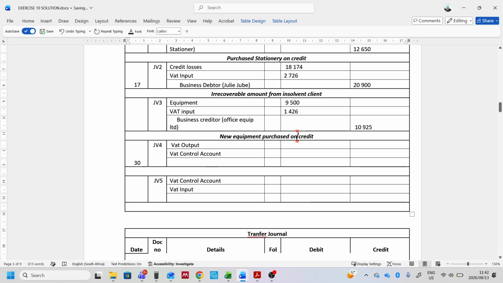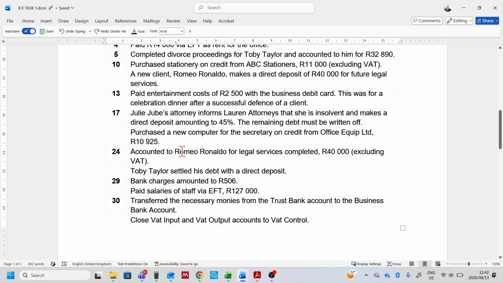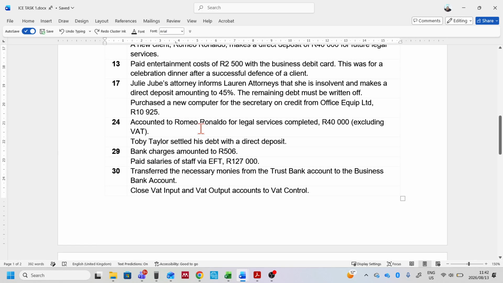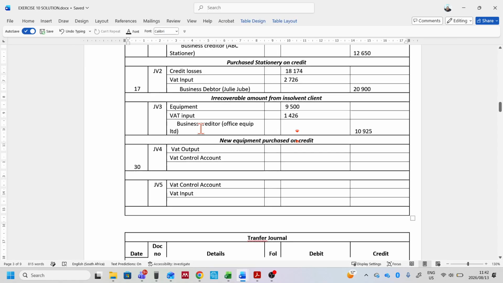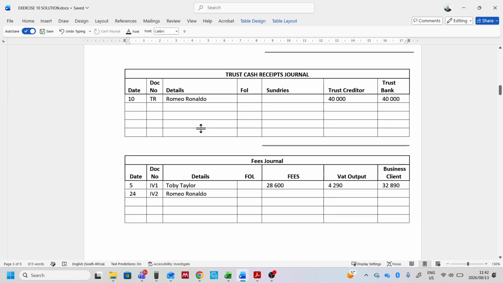Then this one, we're going to leave it for now as well. We're not yet here. We're going to skip this one for now, but let's go to that side and finish the rest of the other transactions. Account rendered to Romeo Ronaldo for legal services completed. This goes to your fees journal. I've already explained one similar to this.